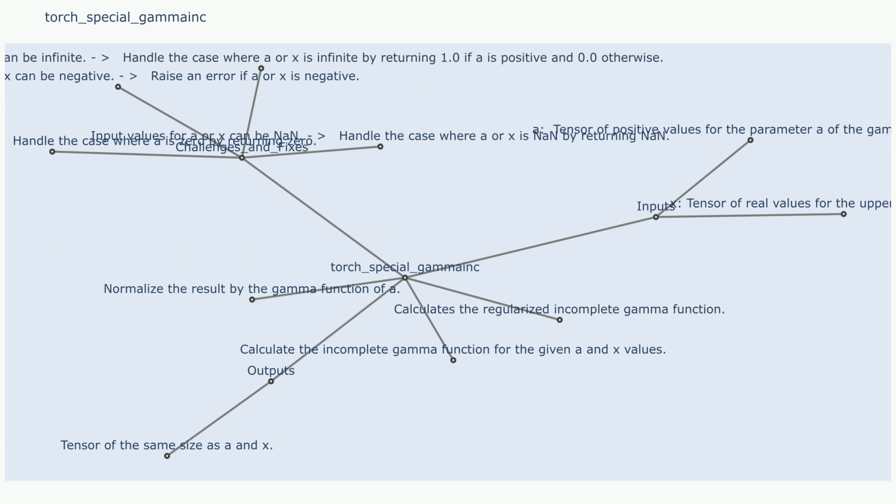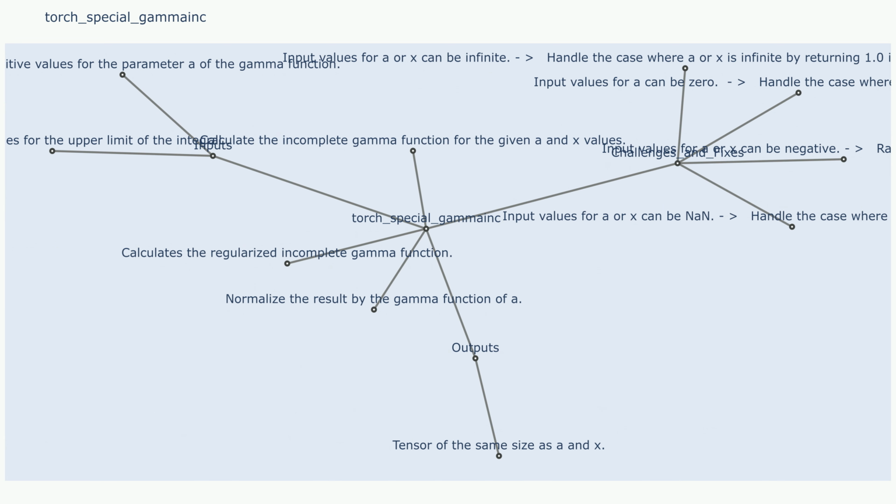Inputs: a tensor representing the parameter of the incomplete gamma function. This parameter must be greater than 0 and can be either a scalar or a tensor of the same shape as the x input.